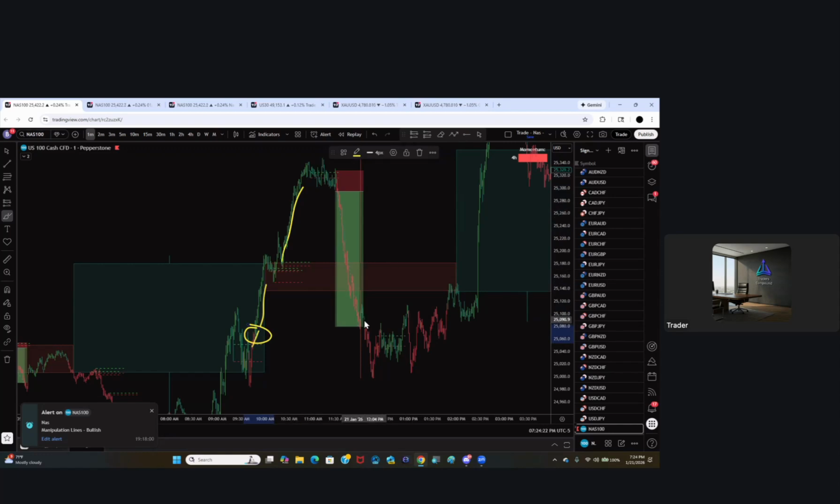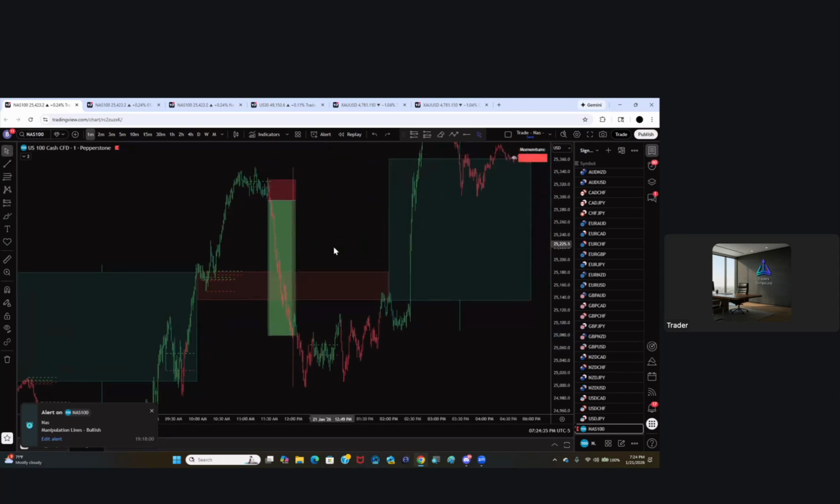I saw this huge imbalance and I took a sell. I put my stop loss right there. I actually did a hard stop loss and I walked away from the computer, set it and forgot it. About 30 minutes later or something, I came back to check, looked at my phone, looked at the charts and I said, yes.